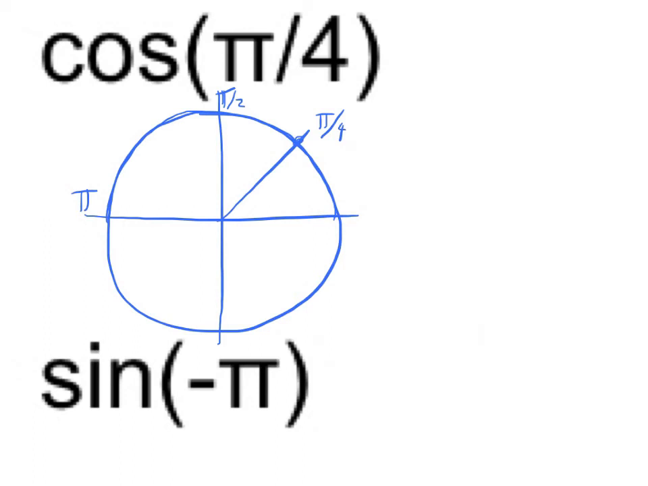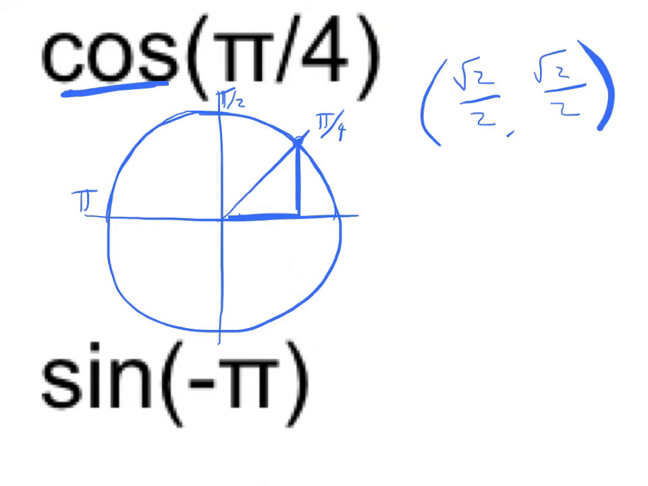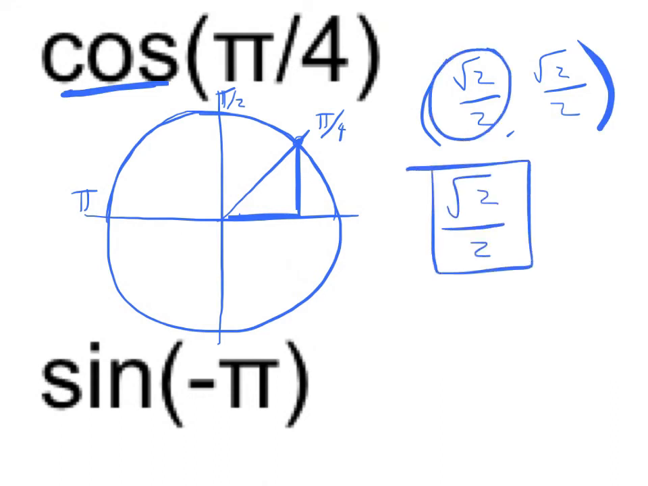Now again, once you've located that point, we're just looking at what are the x and y coordinates. They both seem the same, which means this is going to be root 2 over 2, root 2 over 2. Cosine wants the x coordinate, so our answer is the square root of 2 over 2.